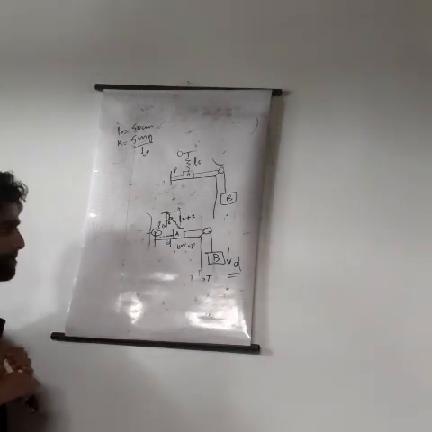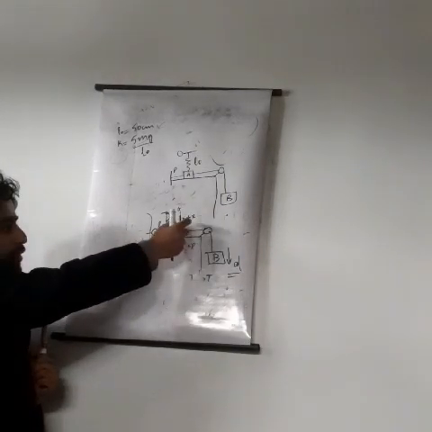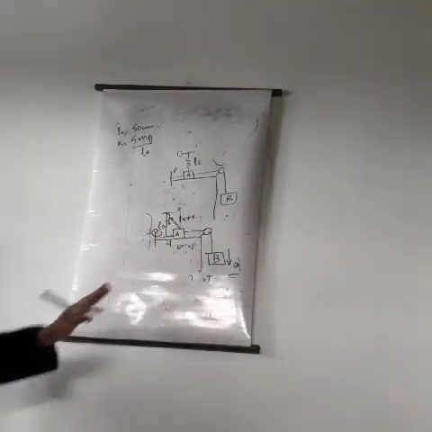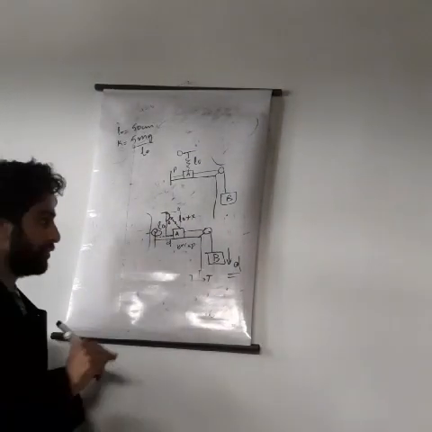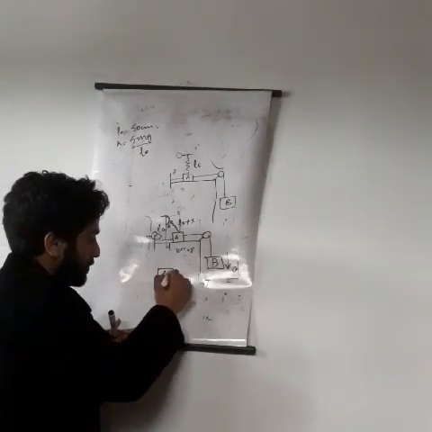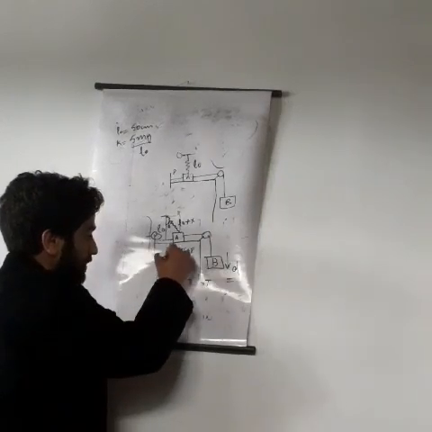First of all, let us make a free body diagram of this block A. We are looking from an inertial frame of reference, so there is no issue. So the block A is like this. The forces acting on block A are mg in the downward direction, and the normal force in the upward direction.